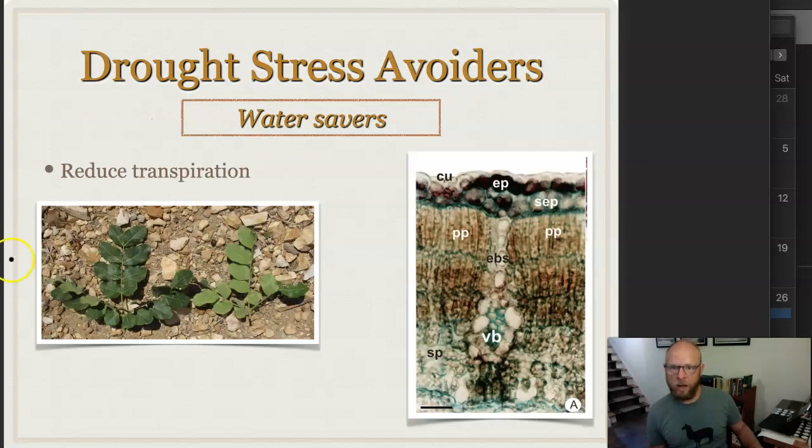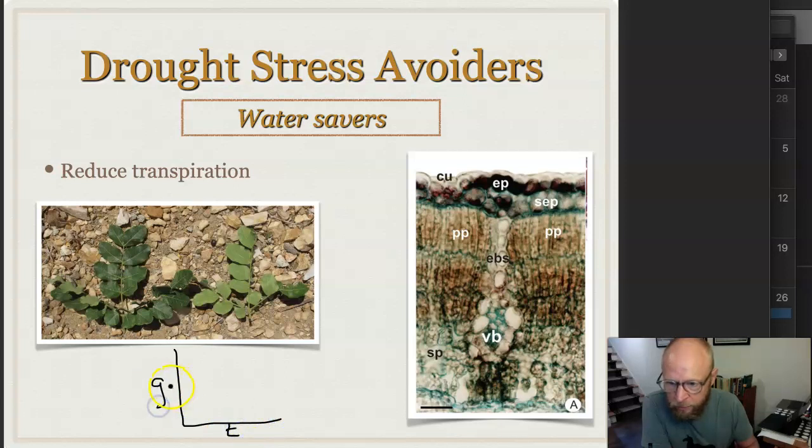Okay, then our drought stress avoiders, water savers, are plants that are reducing transpiration during drought. I'm going to have to draw a smaller figure here. What these plants are going to look like, this is the reduction in stomatal conductance during that drought. So it's really clamping down on stomates to resist water loss, conserve water.